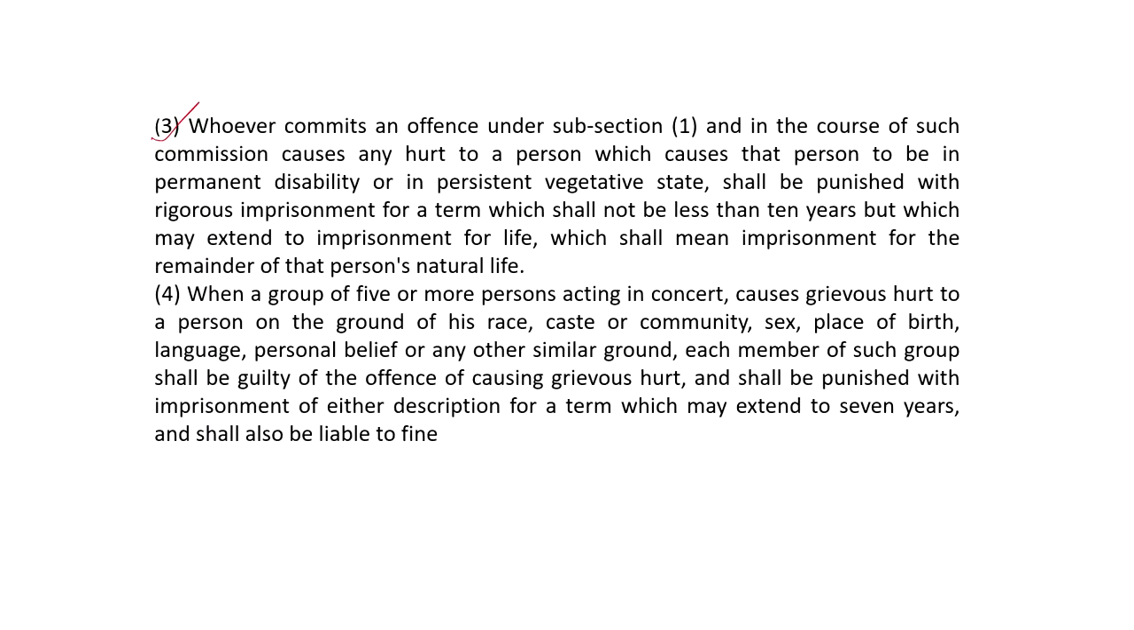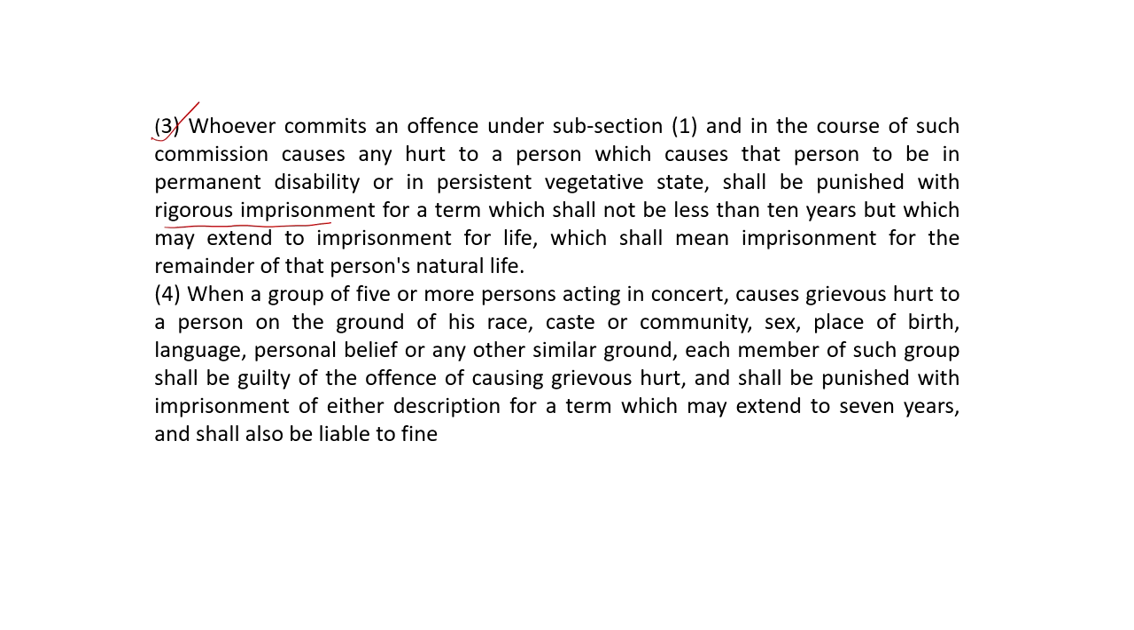Similarly, if such an act which has resulted in grievous hurt was done by a group of people, see, the law discourages tumultuous assemblage of men. So if people have gathered together to commit a crime, that is obviously more serious than a crime being committed by a single person. So what clause 3 says: whoever commits an offence under subsection 1 and in the course of such commission causes any hurt to a person which causes that person to be in a permanent disability or in a persistent vegetative state shall be punished with rigorous imprisonment. See, the imprisonment also would not be of any description, but it would be rigorous and which shall not be less than 10 years.